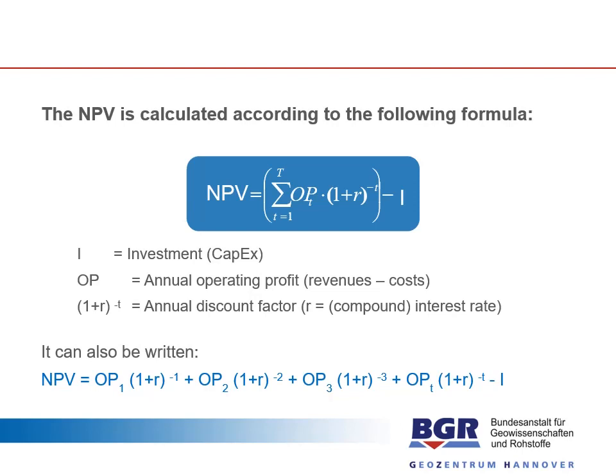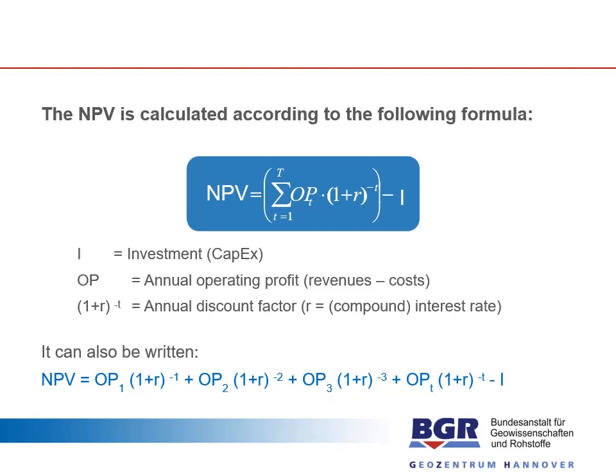In case of a discount rate of 10%, you would have a discounting factor of around 0.91 after 1 year, and after 4 years you would have to multiply your operating profit with 0.68. So with every year that is more in the future, further away, the operating profit is discounted more and more, and so it gives less value to the net present value.